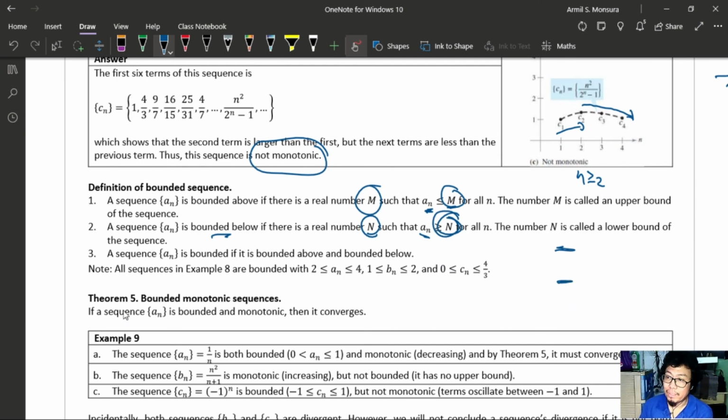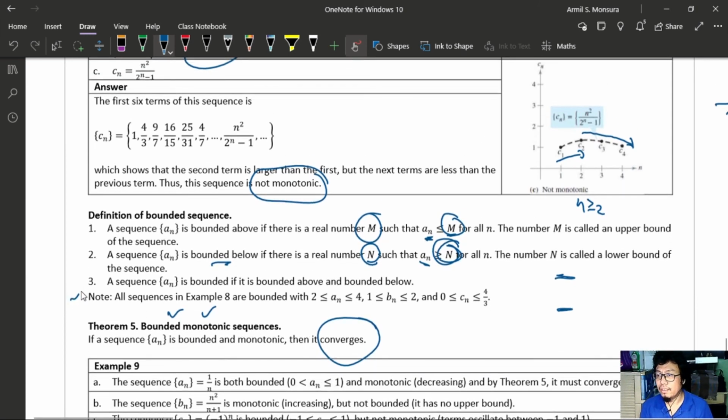Now, by theorem 5, a bounded monotonic sequence is convergent. So if you can identify a sequence that is both bounded and monotonic, and when you say bounded, it has an upper and a lower bound. It is not sufficient that the sequence has an upper bound only or a lower bound only. It should have both an upper limit and a lower limit. So if a sequence is both bounded and monotonic, it is a convergent sequence.